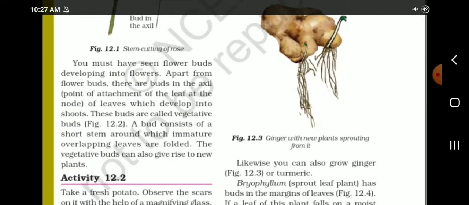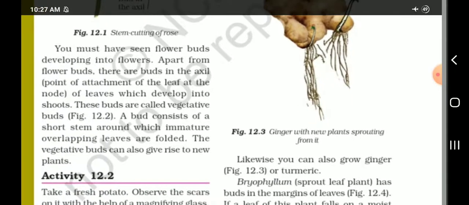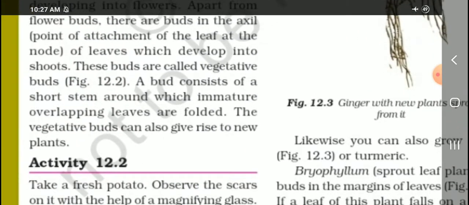The flower buds develop into flowers. Apart from the flower buds, there are buds in the axils of leaves which develop into shoots. These buds are called vegetative buds. Note the point, students.